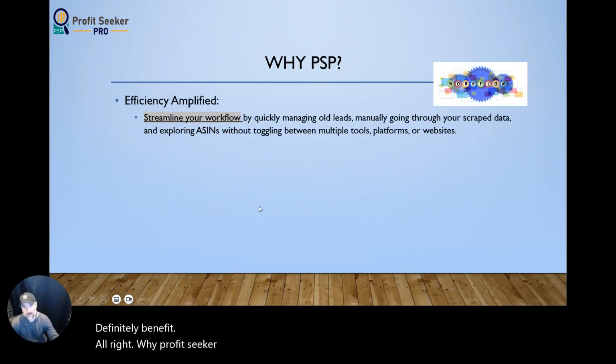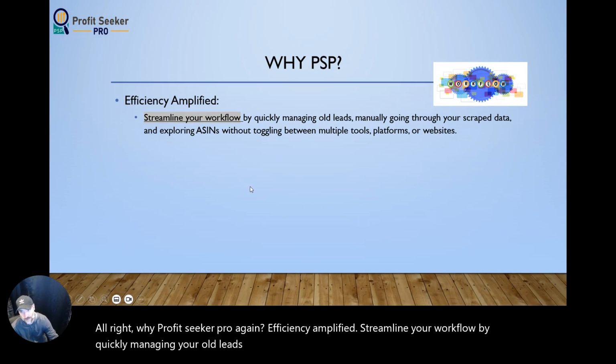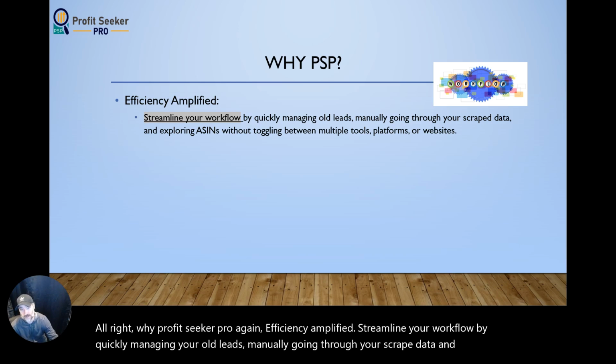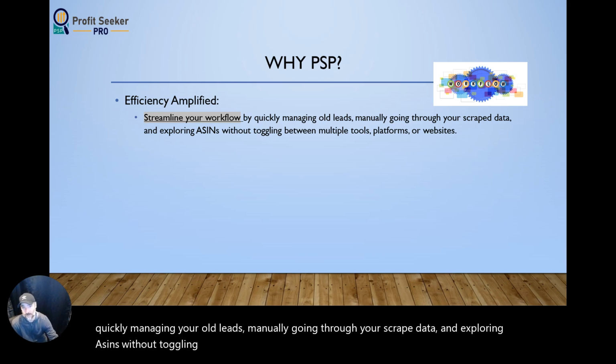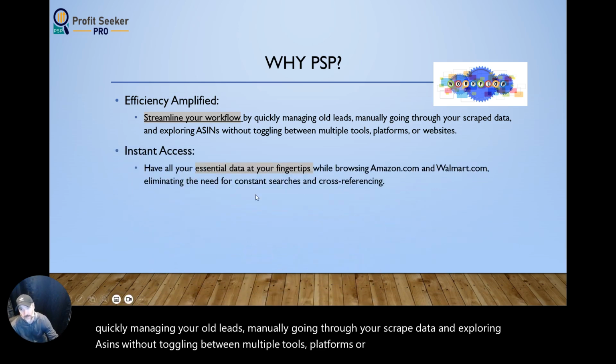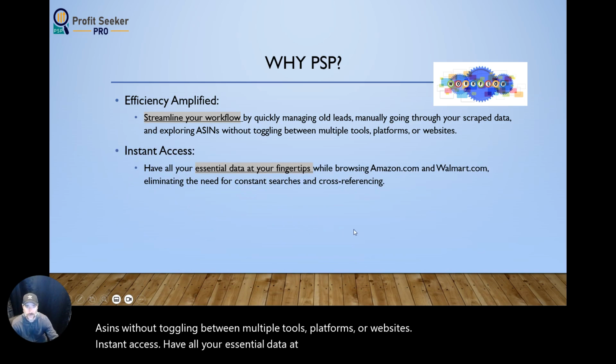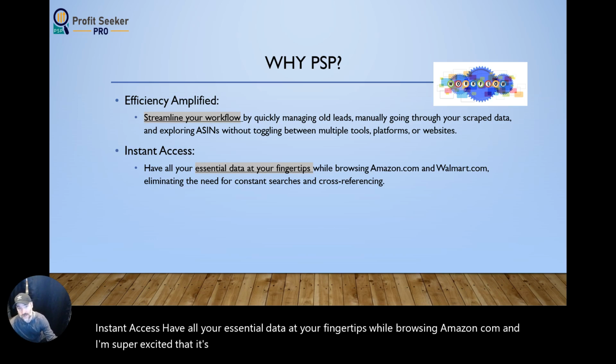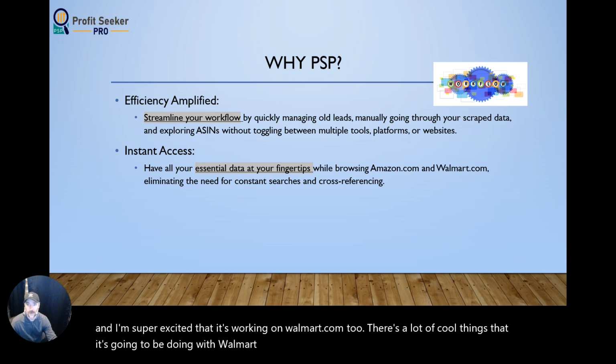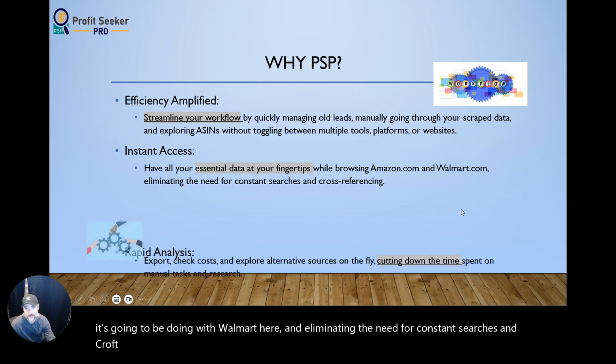Again, efficiency amplified. Streamline your workflow by quickly managing your old leads, manually going through your scrape data, and exploring ASINs without toggling between multiple tools, platforms, or websites. Instant access, have all your essential data at your fingertips while browsing Amazon.com, and I'm super excited that it's working on Walmart.com too. There's a lot of cool things that it's going to be doing with Walmart here. And eliminating the need for constant searches and cross-referencing.